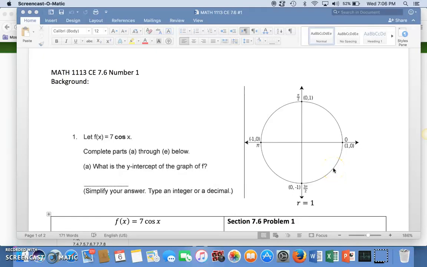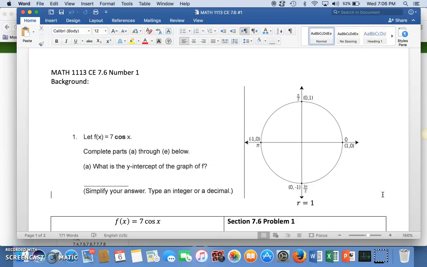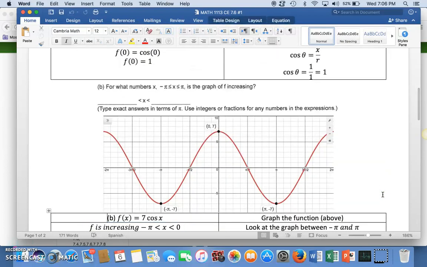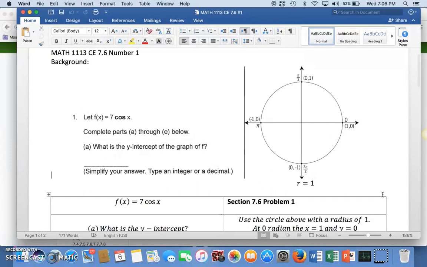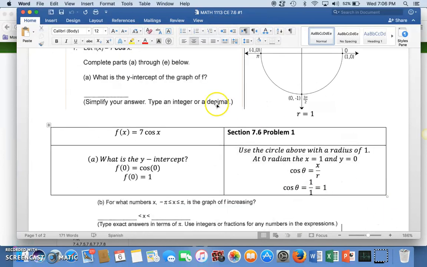Okay, section 7.6, problem number 1. It says let f of x equal cosine x, complete the parts A through E below. First thing is, what is the y-intercept of the graph of f? Simplify your answer. Well, that's the quadrants of the unit circle in case you need those to find something.